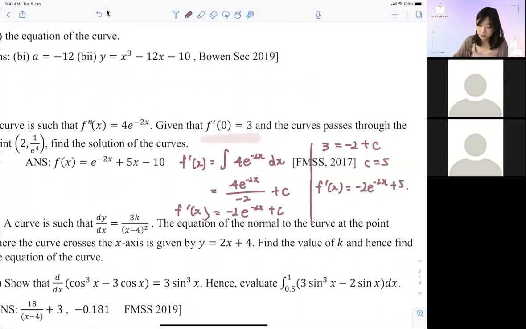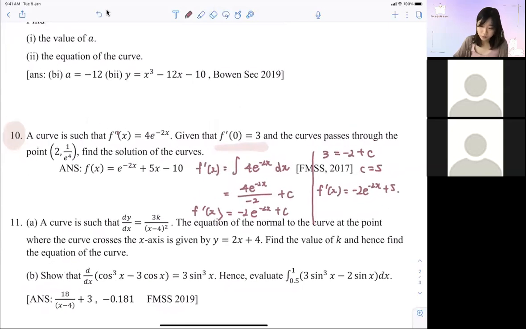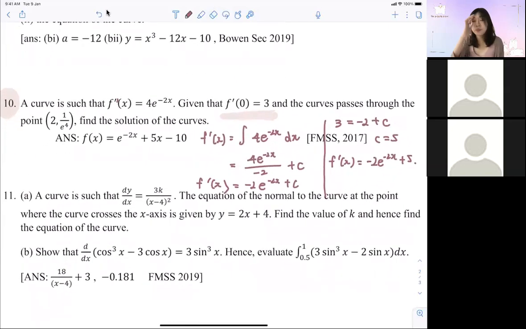Wait, can you show the full question? I think we have it blocked out. Okay, like that. This is a double prime.